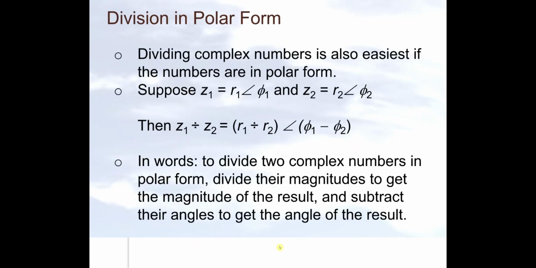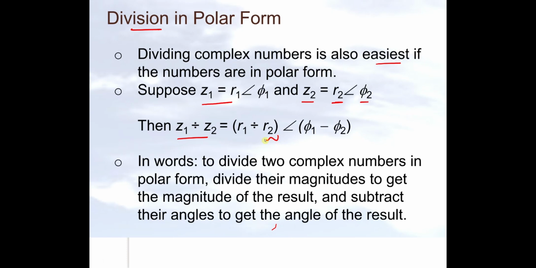Now let's go explore the division. Division, like multiplication, would be the easiest if done in the polar format or the complex exponential format. So suppose that I have two numbers, z1, whose magnitude is r1 and angle is φ1, and the second number z2, whose magnitude is r2 and angle φ2. To do the division z1 over z2, you're going to get a new number, still a complex number.